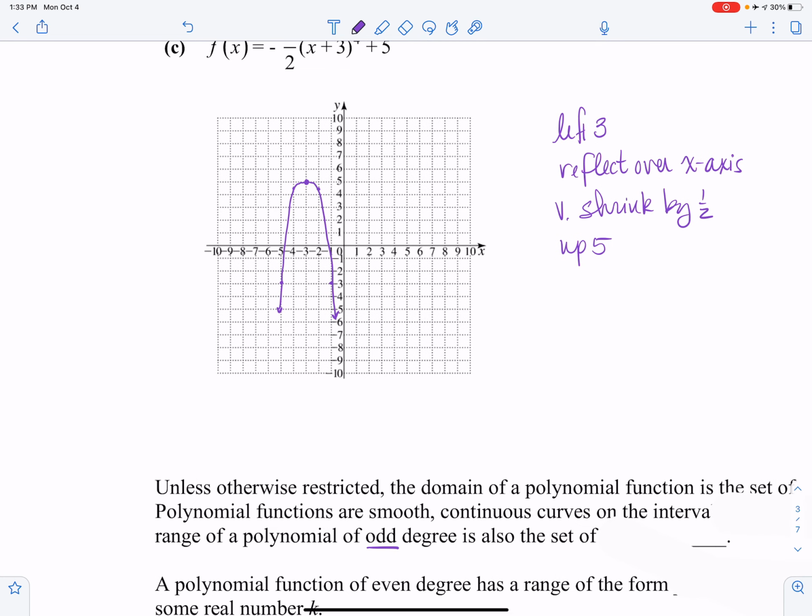And you'll notice that I went right and left 1, down a half, because the parent would have gone right 1, down 1. And so that vertical shrink by a half is what caused that. Left 3, up 5, and then the reflection.